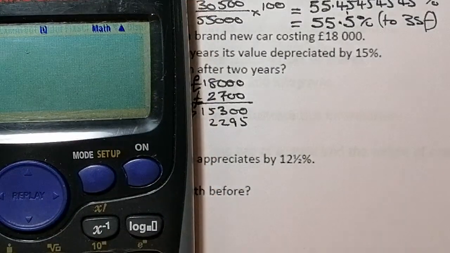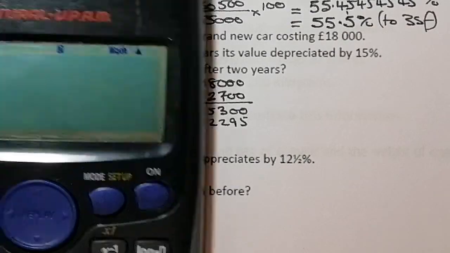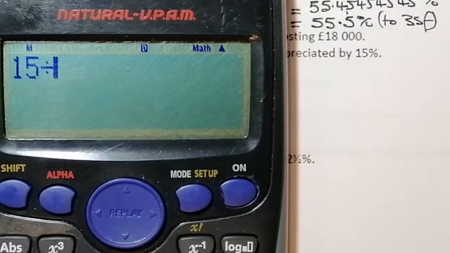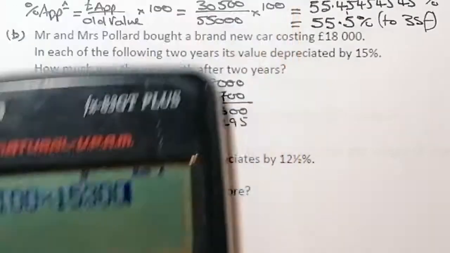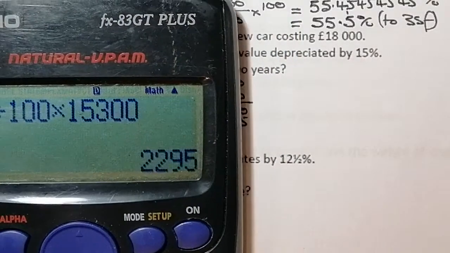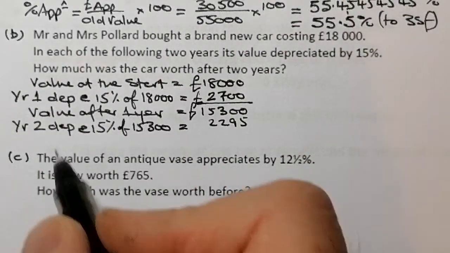So what we've got is 15 divided by 100. If I don't put it in fraction form, I can just go for 15 divided by 100, and we're multiplying that by the value. I think it was 15,300. Yes, and that equals 2295. So this is my answer for the year 2 depreciation.